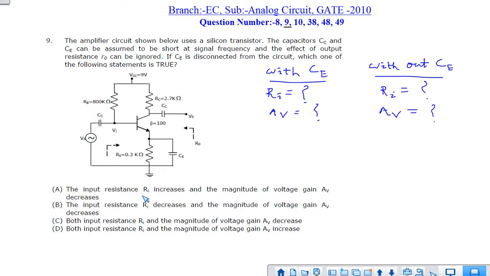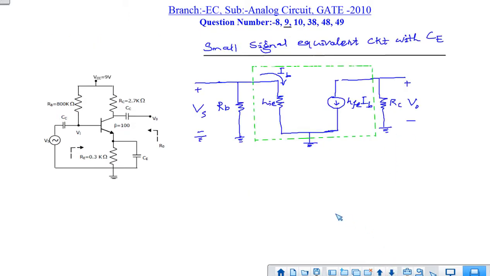Among the options, we have to find out the impact on the input impedance as well as the voltage gain. So we have to find the input impedance and voltage gain with CE, and then find the values without CE. Then we will compare and find the solution. So let us represent the small signal equivalent circuit when the CE is present. When the CE is present, RE will be shorted.